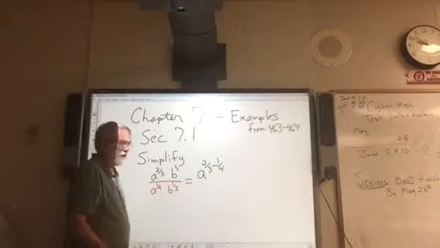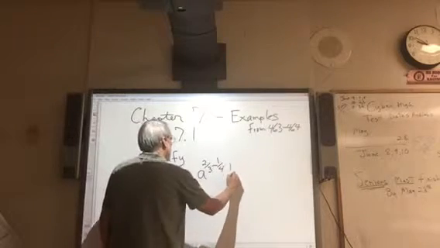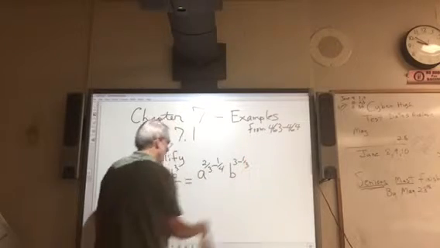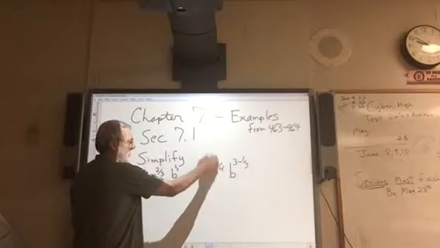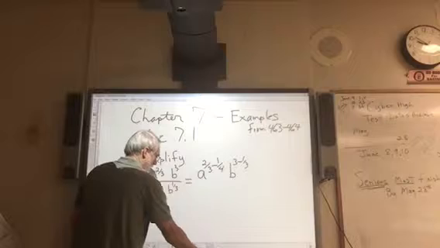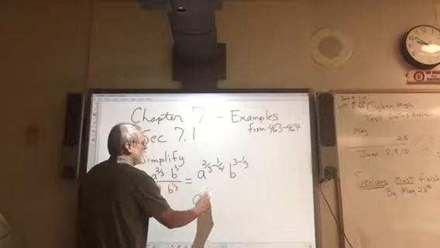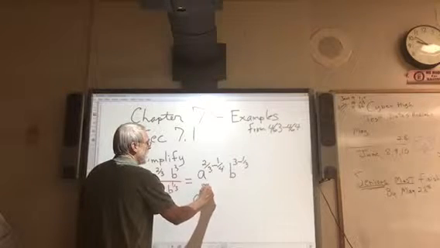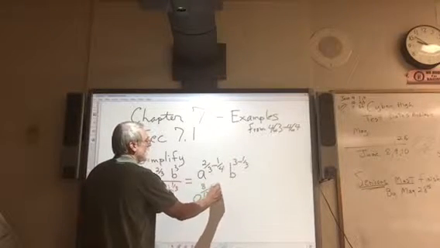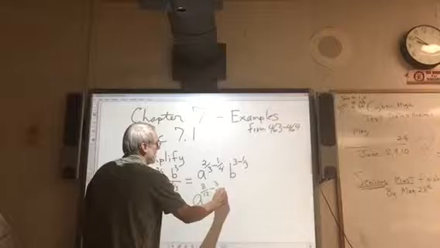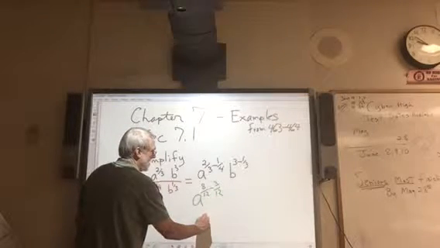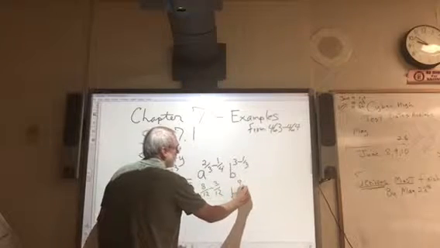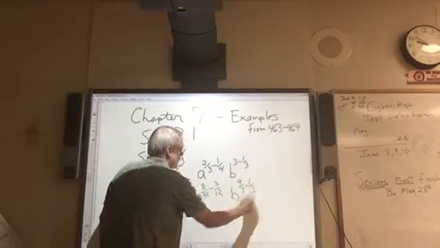Remember, those are the rules of exponents. Times b to the 3rd minus 1/3. So what does that come out to? Well, you got to change this up a little bit. So you end up with a to the 8/12 minus 3/12 and b to the 9/3 minus 1/3.